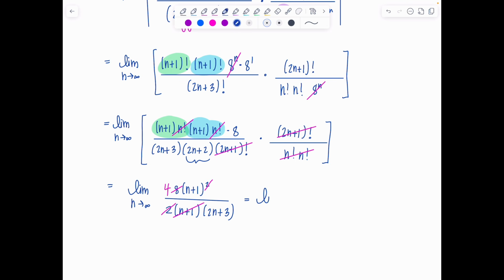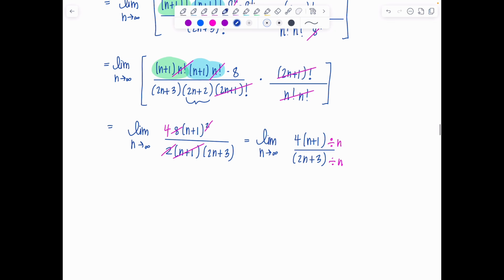I think so. Okay. Limit n goes to infinity, 4 times n plus 1 over 2n plus 3. Okay, infinity over infinity. So I'm just going to divide by n, divide by n. No pre-calc shortcuts for calc students. Limit n goes to infinity, this would be 4 times 1 plus 1 over n over 2 plus 3 over n. Okay, then n goes to infinity. This goes to 0. This goes to 0. I just have 4 over 2, which is 2.